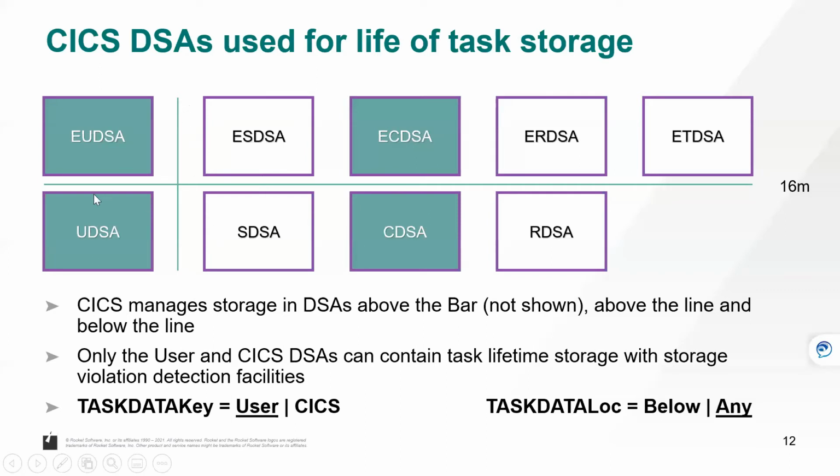I drew a line here and a line here. Well, the line here is just to show you this is the 16 megabyte line. The line over here is used to identify the fact that the user DSA and the extended user DSA don't run any programs. There are no programs in these DSAs, only task lifetime storage. In fact, if you look in CICS, the loader doesn't even know that those DSAs exist because he can't load any programs into these DSAs. The reverse side of the equation is these DSAs have the ability to load and run programs. And so that's why I draw them separately.